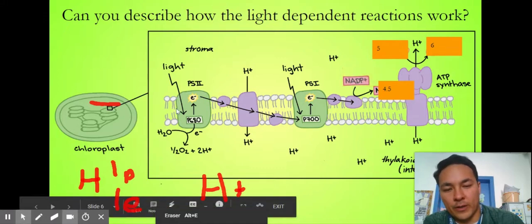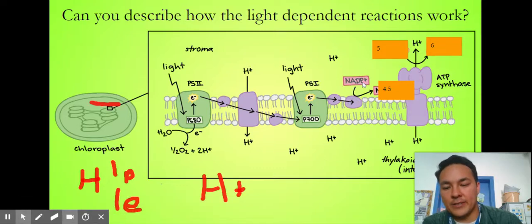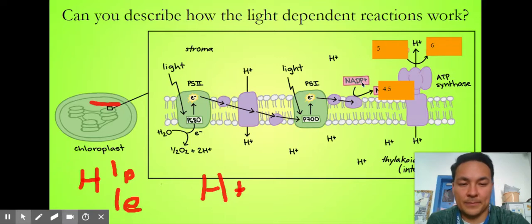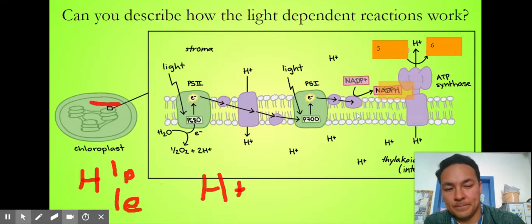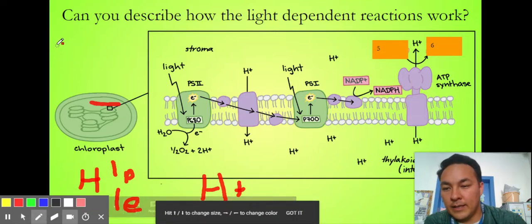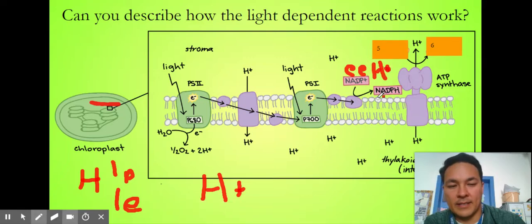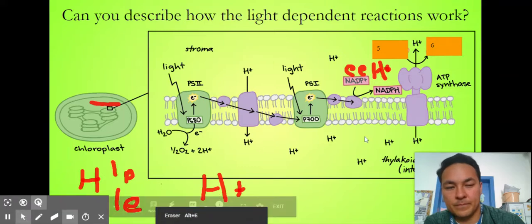So number four, the electrons go through the electron transport chain. They're going to get into a taxi cab, is what I call them, or NADP+. NADP+ is an electron acceptor. It's going to carry them. It's going to turn into NADPH. NADP+ plus two electrons and an H plus makes NADPH.